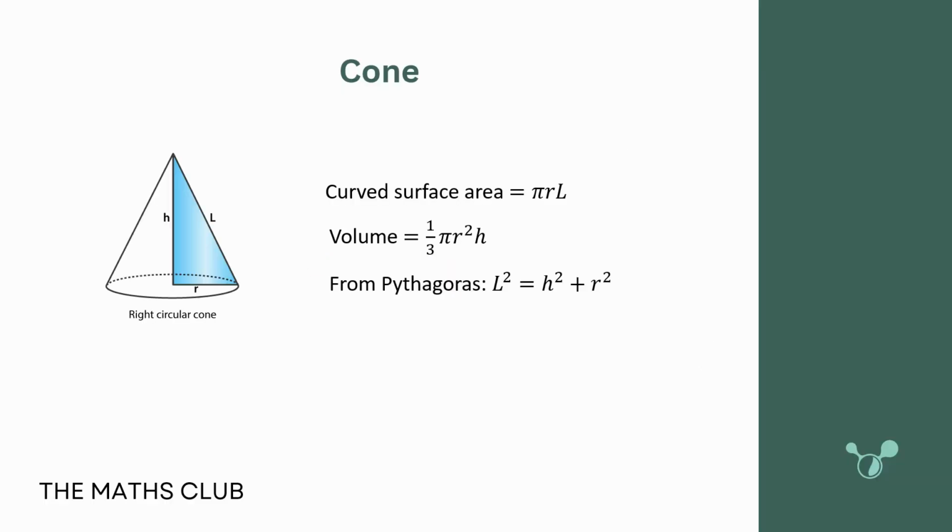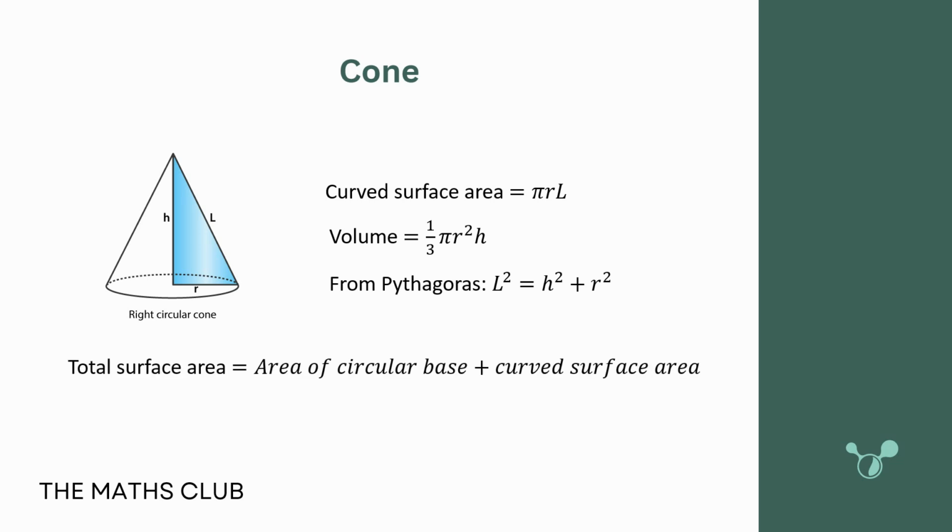We also know from Pythagoras, because there's a right angle, that L squared is equal to h squared plus r squared. So if you're trying to find any of these sides, maybe L, you can use this formula if you have the other two.